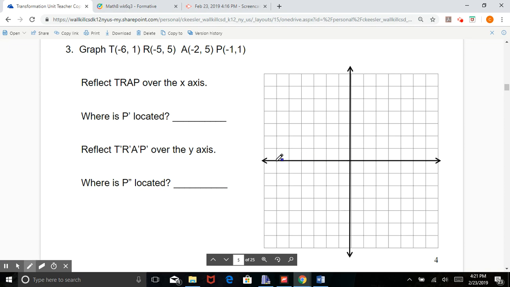And then +1 would be here. And again, remember that it's really important to label those points. Then -5 and +5. Then -2 and +5. And then -1 and +1. Trap for trapezoid. How clever.